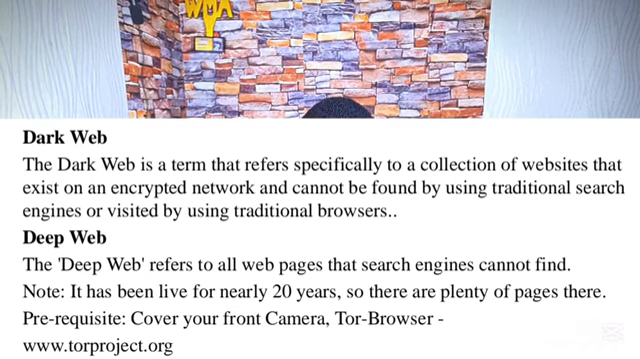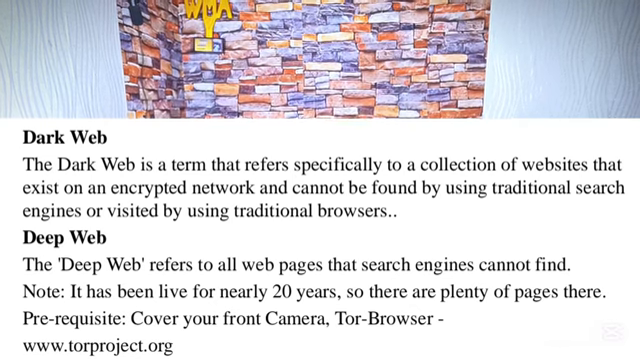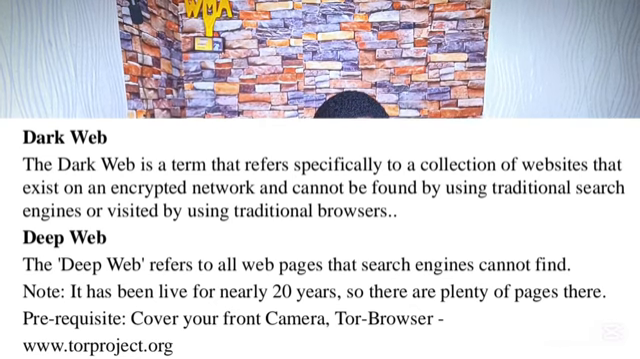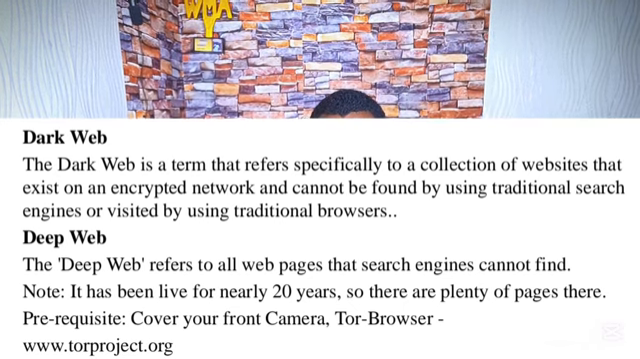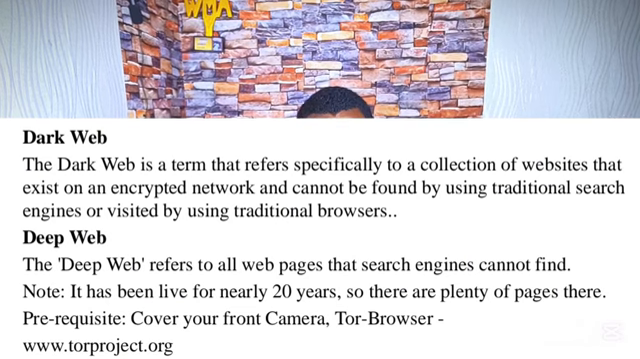Prerequisite: cover your front camera before you visit the dark web. Now, why do you need to cover your front camera? Whenever you visit the dark web, there's a probability that a hacker is watching, because that place is full of dangerous things. There are some things on the dark web that make you feel like, I'm not supposed to see this, because I don't expect this to be on the internet. It is very important for you to cover your front camera. You can find some solid tape or plaster to cover it.